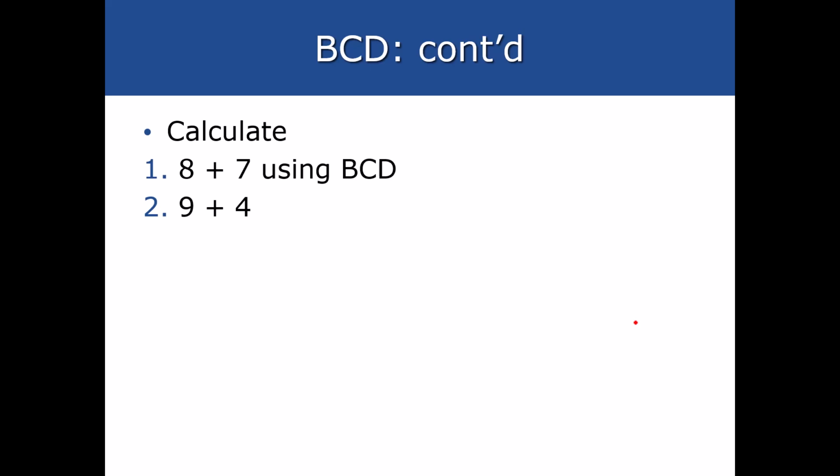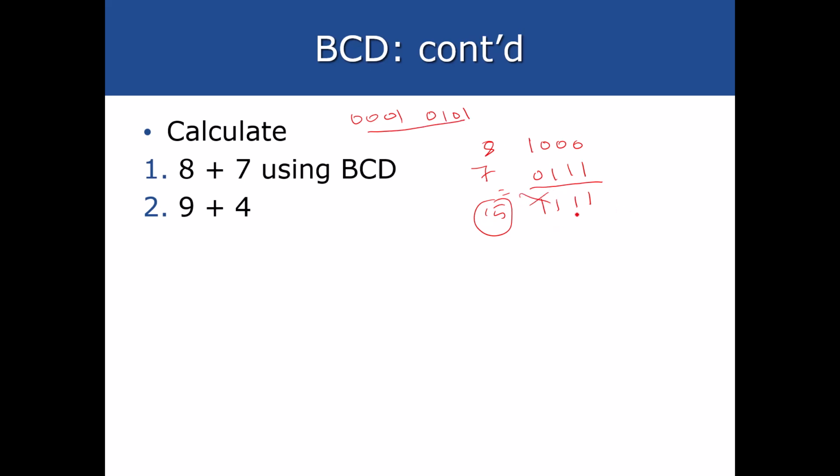Let's look at this example here. So we have 8. When we add 8 plus 7, 8 is 1, 0, 0, 0, and 7 is 0, 1, 1, 1. Let's go ahead and add. If we add them, we're going to get 1, 1, 1, 1, which is 15. But that's not what we expected. We expected something like this: 0, 0, 0, 1 for the 1, and for the 5, 0, 1, 0, 1. So this is not the correct result.